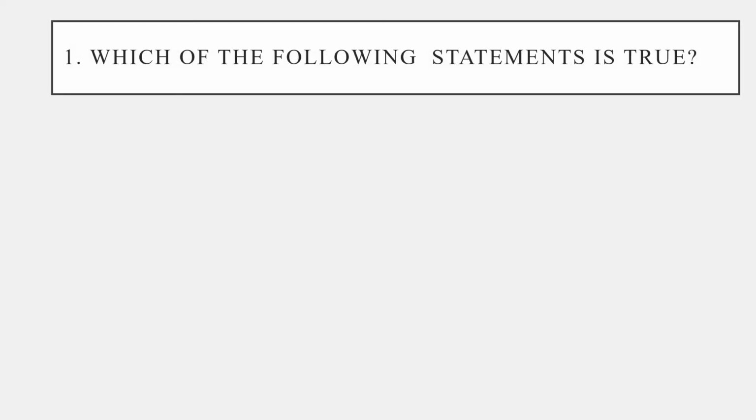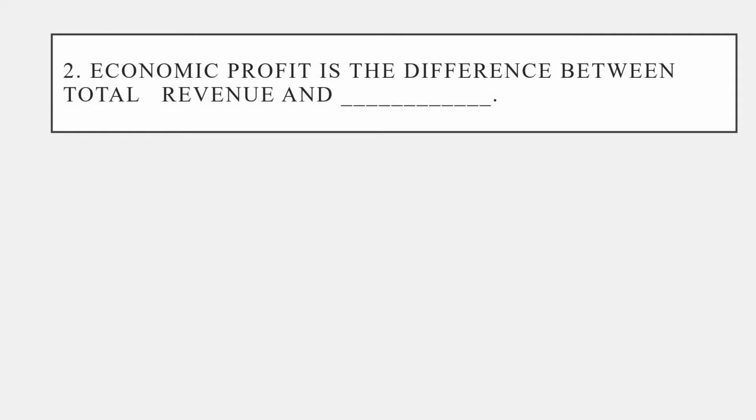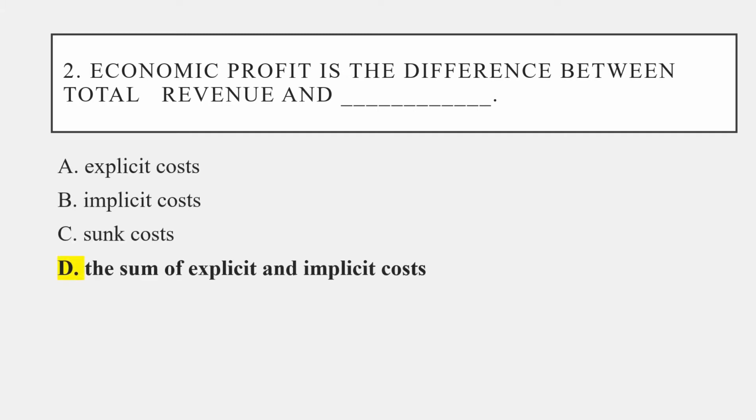1. Which of the following statements is true? D. An implicit cost is a cost that represents the value of resources used in production for which no actual monetary payment is made. 2. Economic profit is the difference between the total revenue and the sum of explicit and implicit costs.